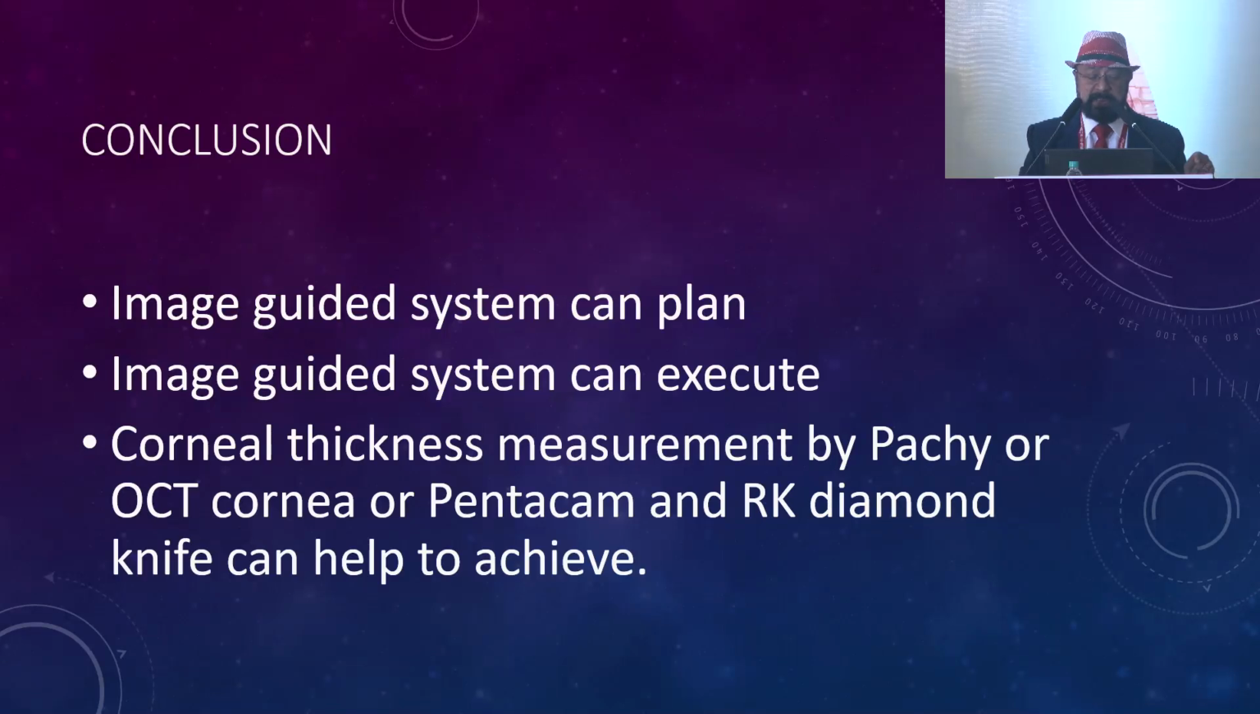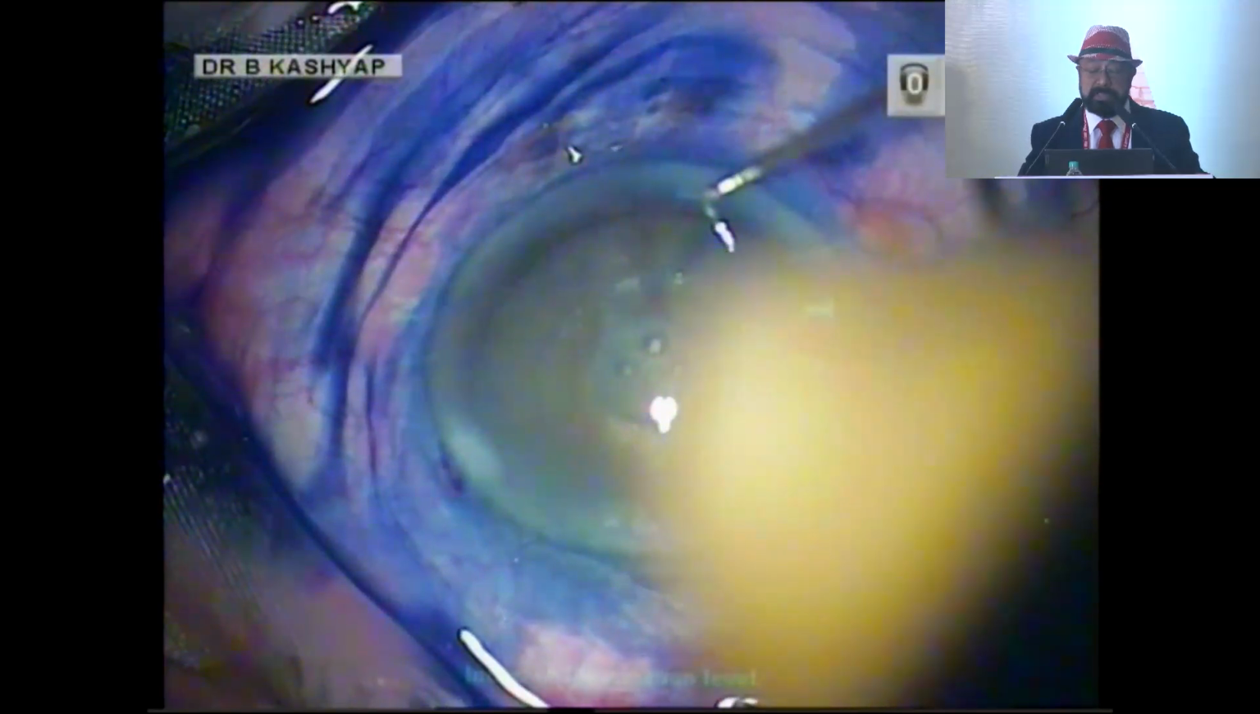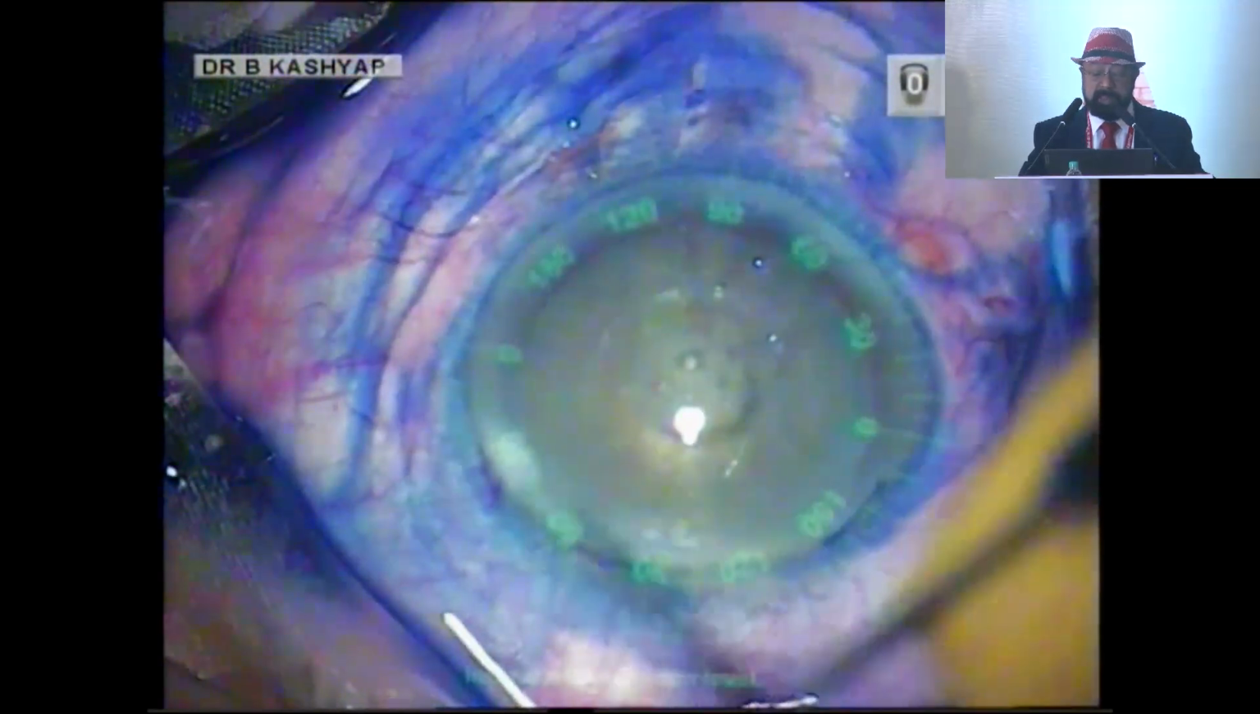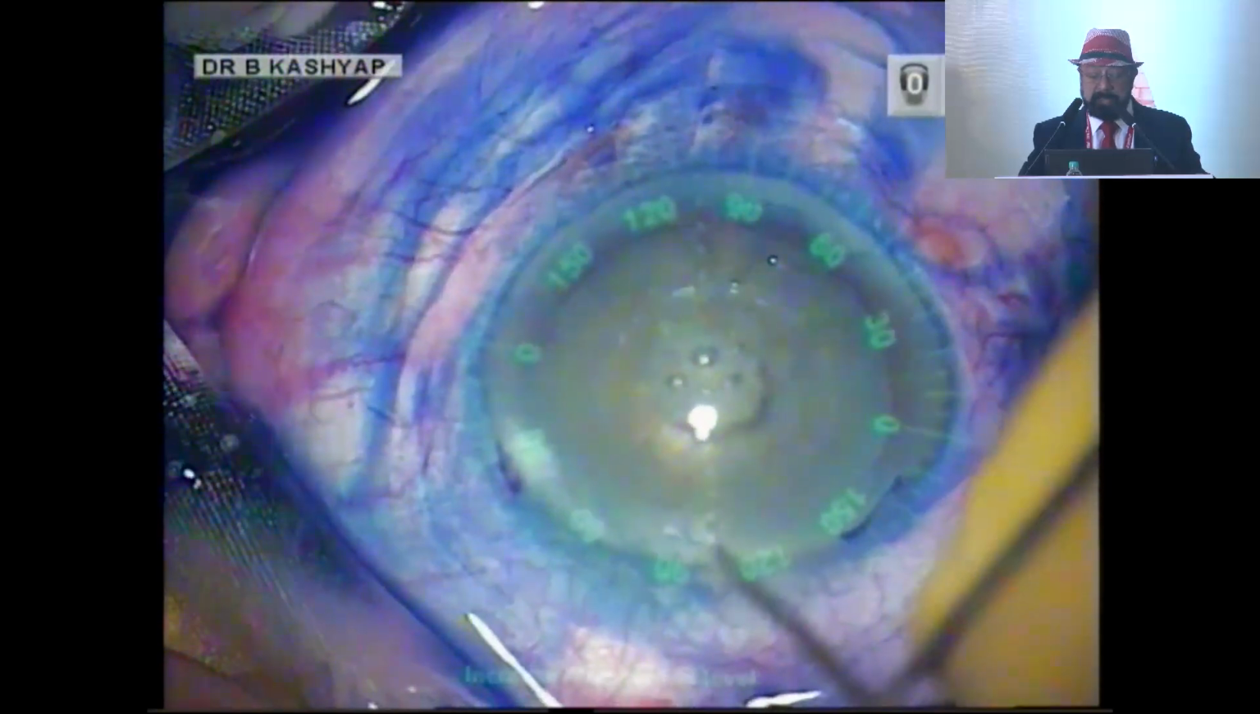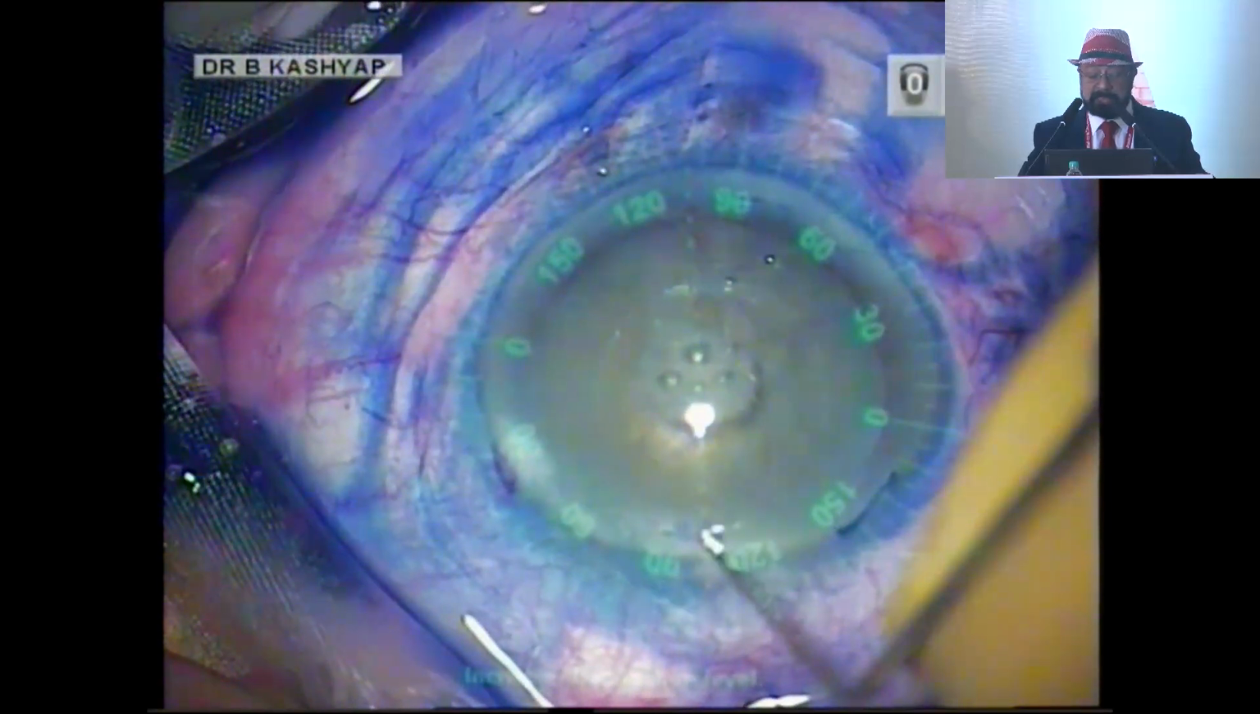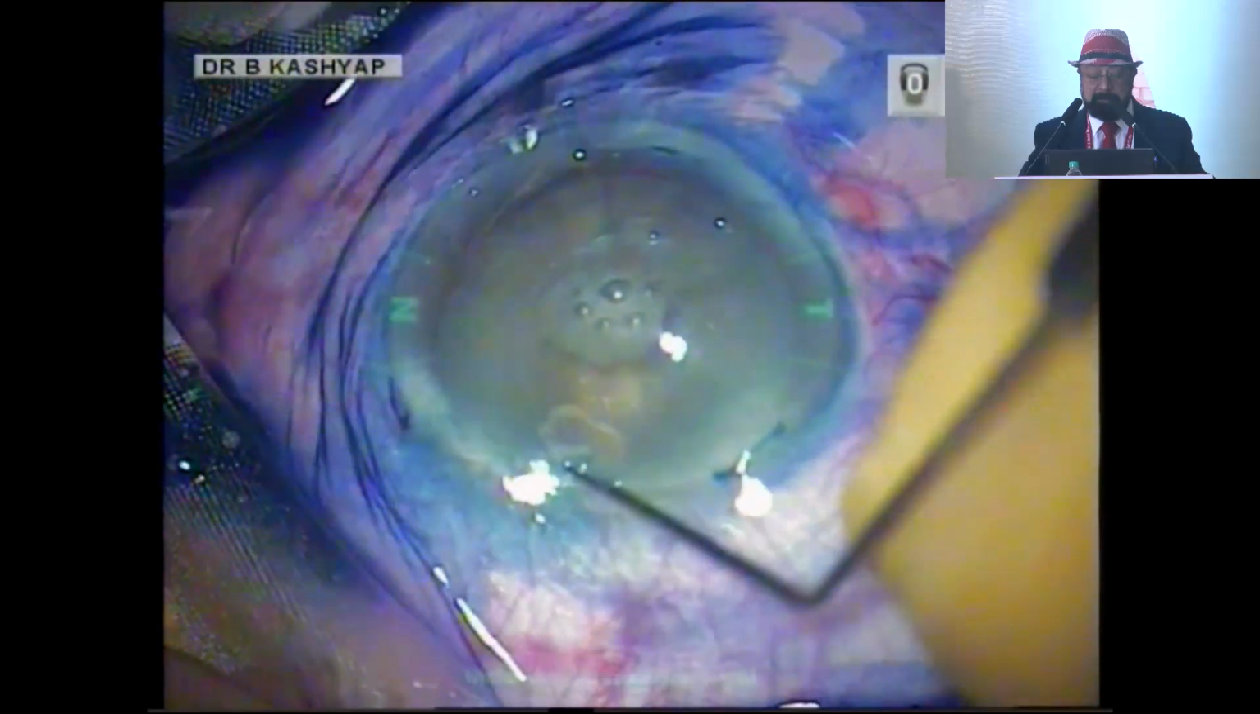The image guided system can execute, but the corneal thickness measurement by pachymetry or any other machine like OCT cornea or Pentacam, and the Arcuate diamond knife can help you to achieve this. In this small video, you can see the degrees, and it has already told me what the arc is. You see, the FLACS has made the incision, but you have to complete the incision.